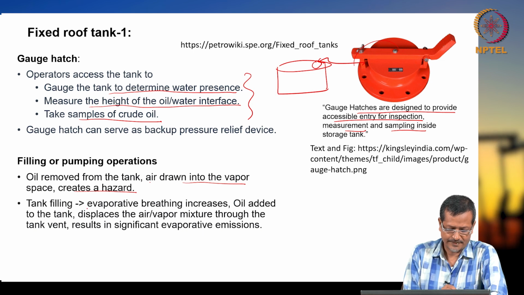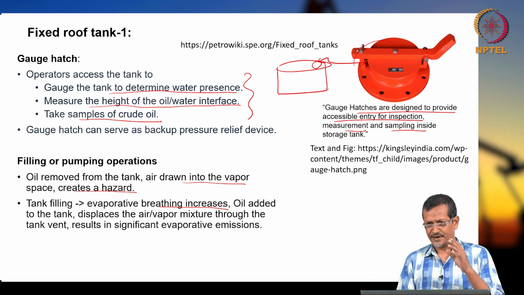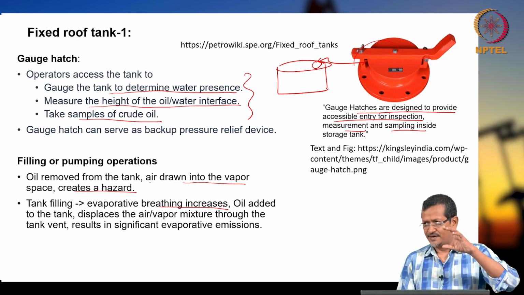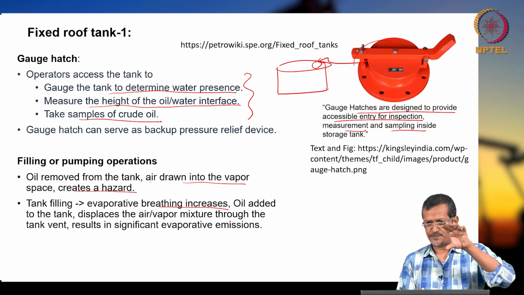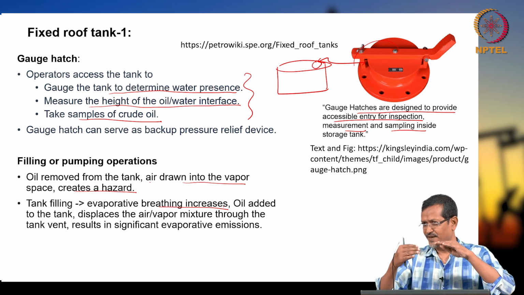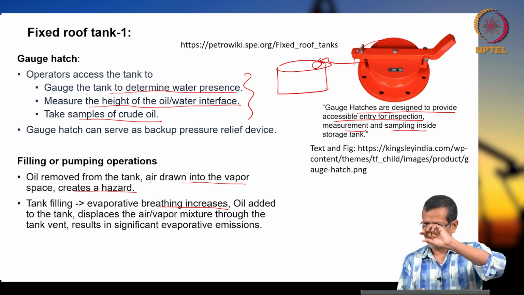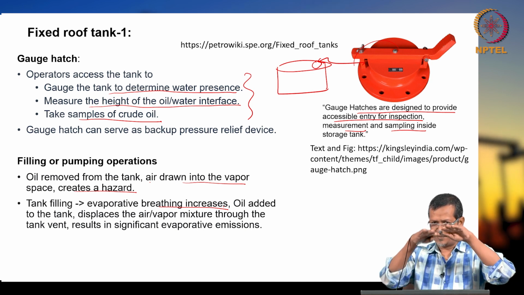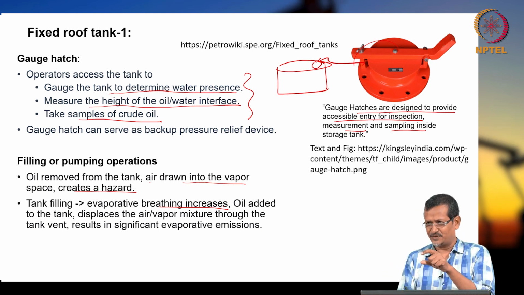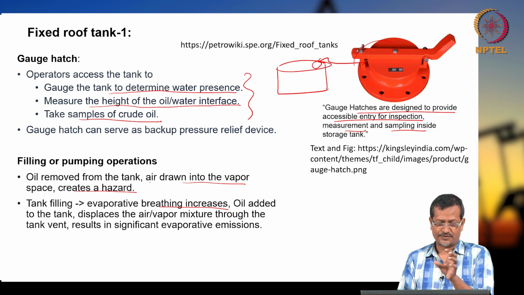Tank filling, evaporative breathing increases. Breathing means that during the daytime the temperature will be very high because of direct sunlight falling on the tank, and at night the temperature will go down. So, with the temperature going up and down, the vapor in the vapor space expands and contracts, and as the fluid temperature increases it releases more vapor. That means the pressure inside the vapor space changes. When pressure changes, some vapor goes out, and when temperature goes down, air is sucked in. When air is sucked in, you have to control that, because the air and vapor mixture creates a combustible mixture. That will be dangerous.